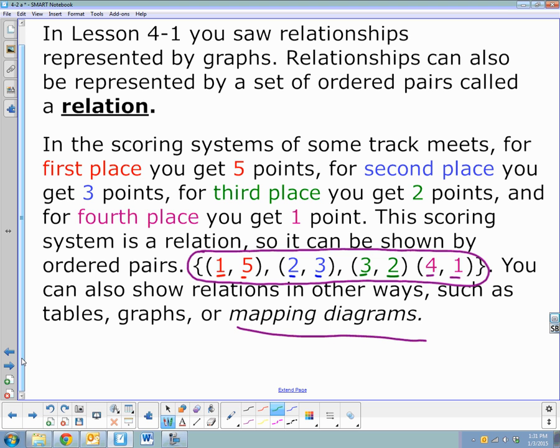2 went in, 3 went out. 3 went in, 2 went out, 4 went in, 1 went out. The domain is that input. It's what are the different possible things we can talk about. We can talk about first place, second place, third place, and fourth place. We don't have a fifth place in this set. Only first, second, third, and fourth.